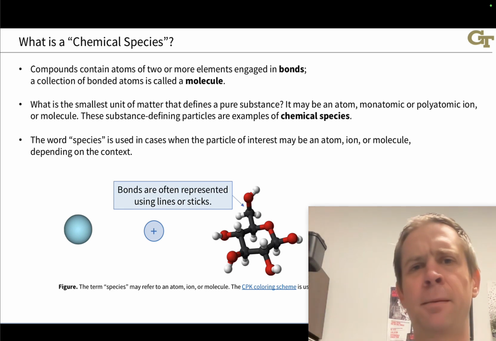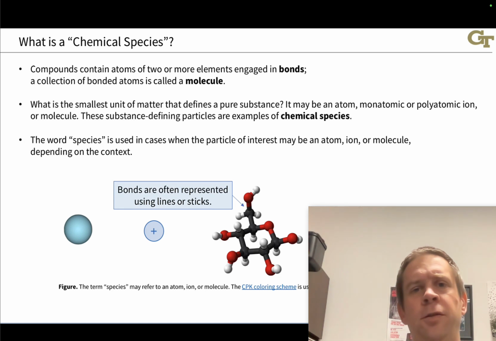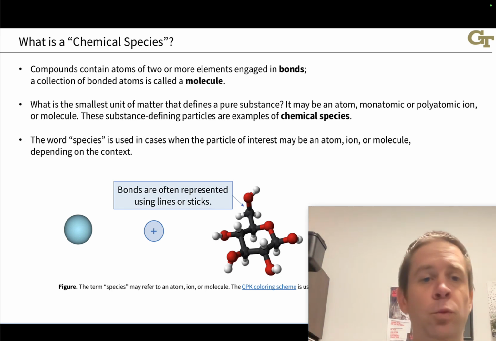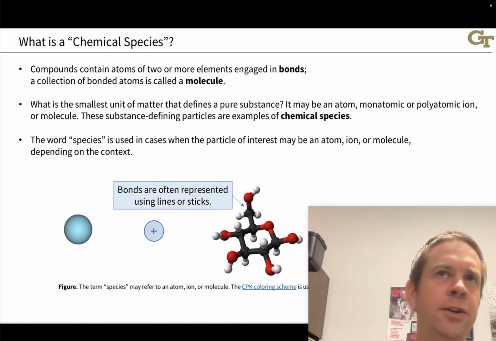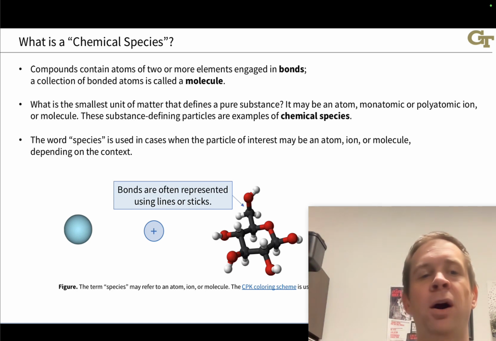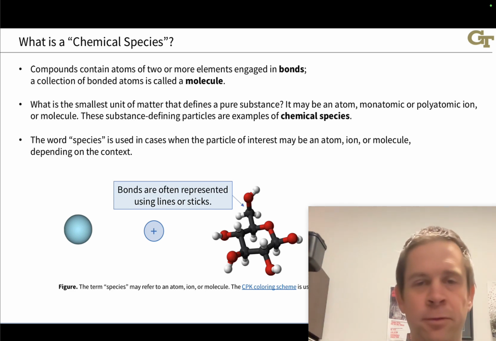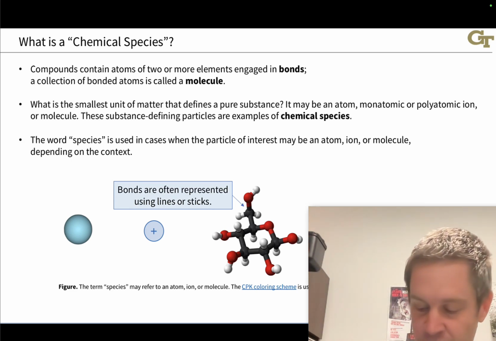In the first bullet here, I mentioned that when two or more types of atoms find themselves in a compound, they're typically engaged in what's called a bond, which is a linkage between the two atoms. There's some kind of phenomenon that's holding the atoms close in space, and this is what we call a bond or a chemical bond. And that collection of bonded atoms with a good bit of empty space between that collection of atoms and the next collection of atoms over is what we call a molecule.